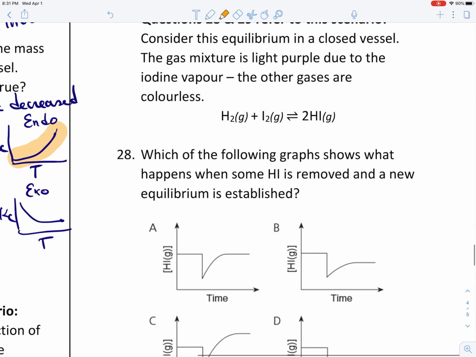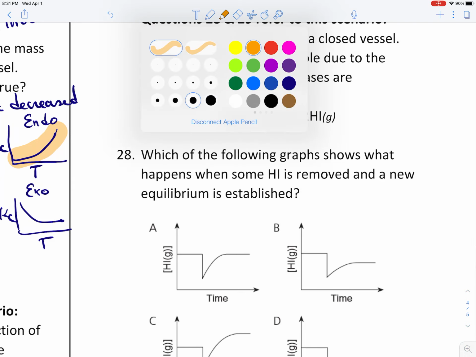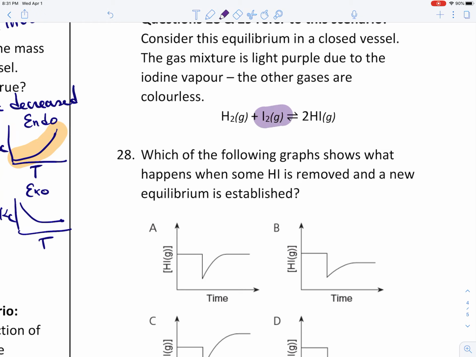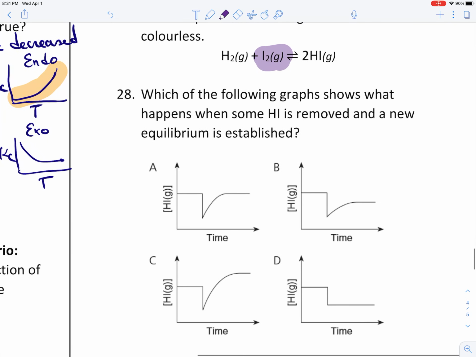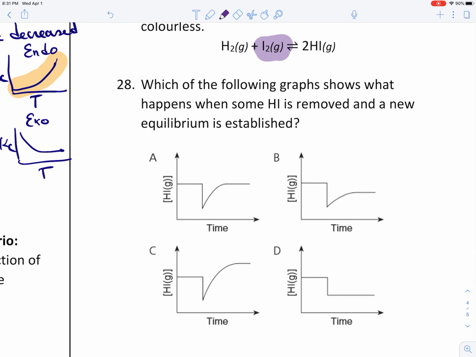Questions 28 and 29 deal with hydrogen gas reacting with iodine vapor. And we're told that the iodine vapor is a purple-colored gas, while the other two gases are colorless. So which of the following graphs would show what happens if HI was removed and then a new equilibrium established? Pause the video and see if you can figure that out.